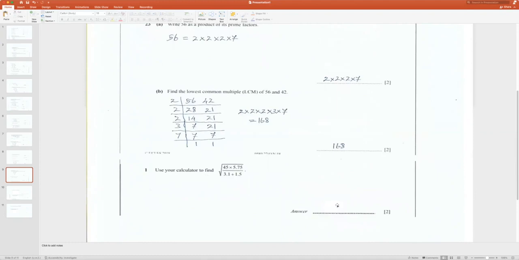Use your calculator to find this value. So you can use the calculator and get the answer like 7.5.